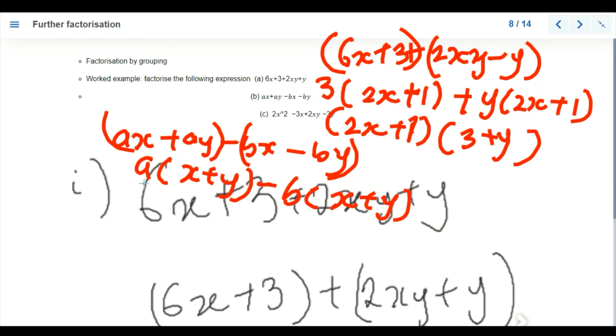We have a common term inside the bracket, so we bring one of the terms out and write out the variables outside the bracket. So we have x plus y, then we have a minus b, and that leads us to the solution to the worked example that we have there.